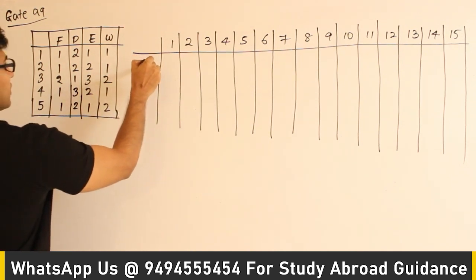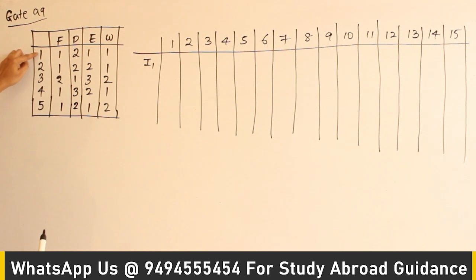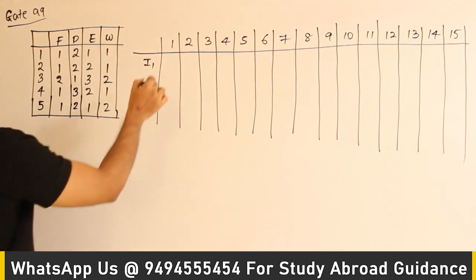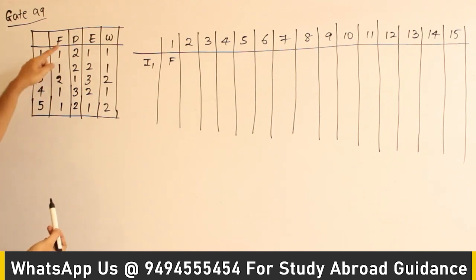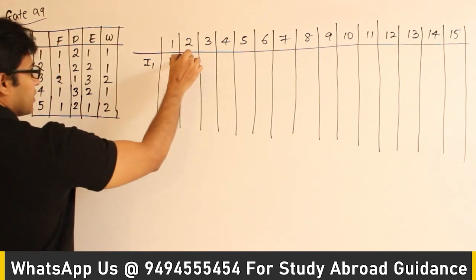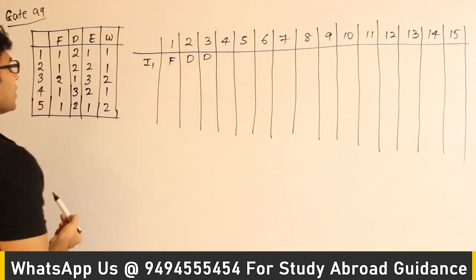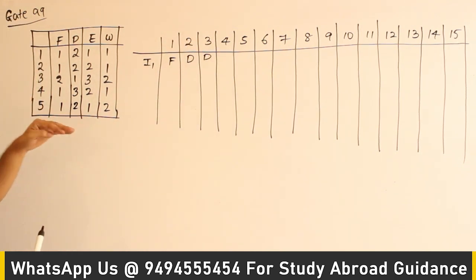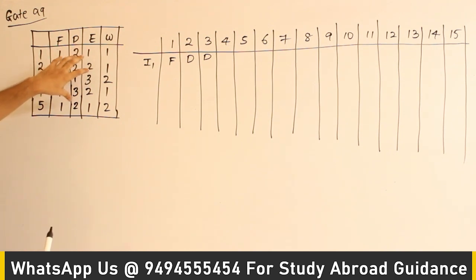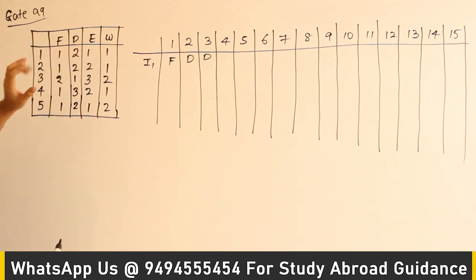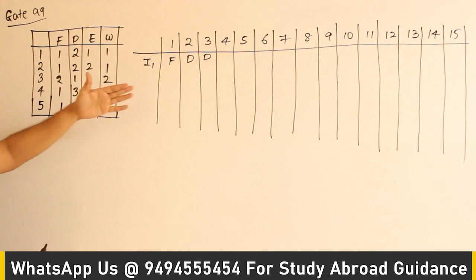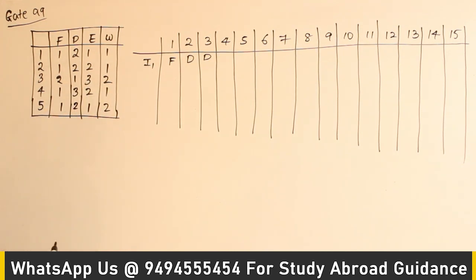Now I1, instruction 1. Fetch is going to take 1 cycle, therefore fetch is done here, and decode is going to take 2 cycles, therefore decode takes these 2. Why am I doing it like this? You could work on this diagram directly, but sometimes you might make mistakes. So just to be sure we don't make any mistake, I'm using this diagram. If you do it in an elaborate manner, you'll definitely be able to score the marks.